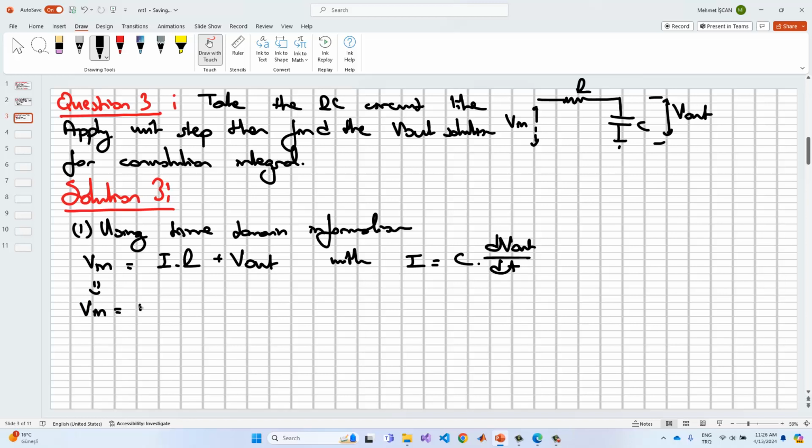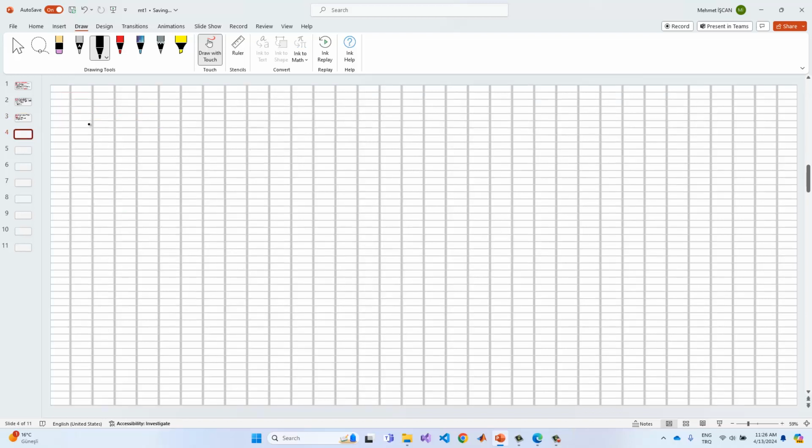Okay? And after that, we can write this equation. V in must be equal to what? RC dV out/dt plus V out. This is the first order equation. Okay? And after that, we should continue with what? Taking the Laplace transform.